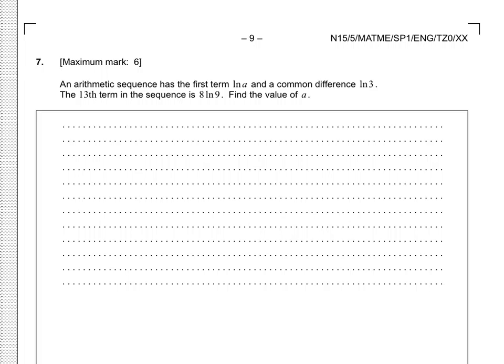An arithmetic sequence has the first term ln A. I'm going to write that down in the notation that we used to use, ln A. And a common difference of ln 3. The 13th term of the sequence is 8 ln 3. So it's 8 ln 9. So there's all the information given in the question, and we've got to find the value of A.